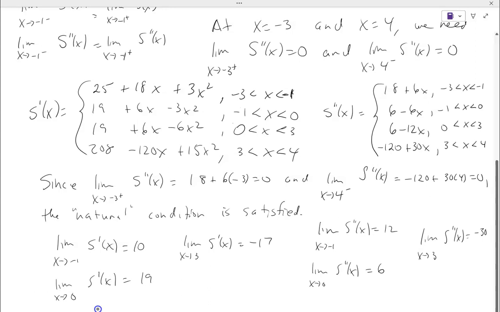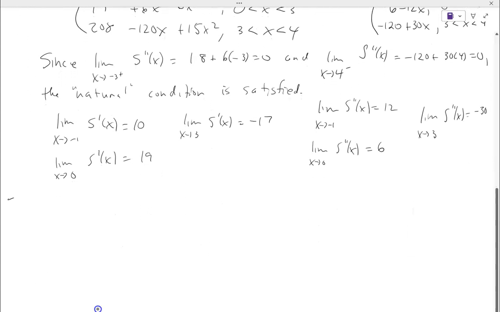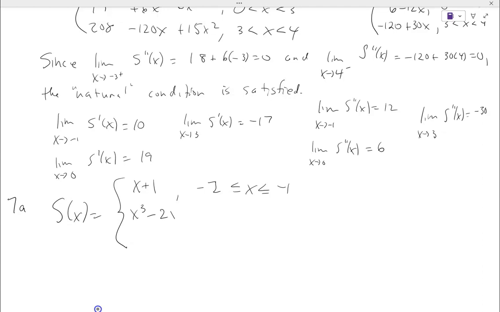So if we look at something like this, it is number 7 in the text as well. Let's do 7. I'm not going to do the whole thing. Let's do 7a. 7a gives you the function s of x equals x plus 1 for -2 less than or equal to x less than or equal to -1, x cubed minus 2x plus 1 for -1 less than or equal to x less than or equal to 1, and x minus 1 for 1 less than or equal to x less than or equal to 2.